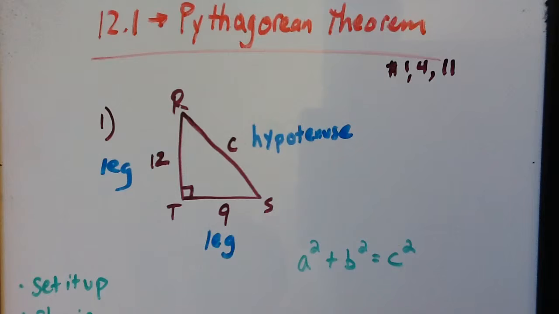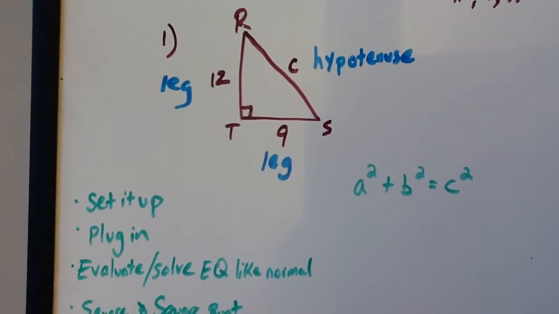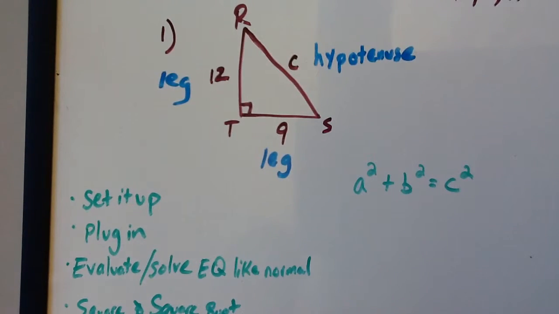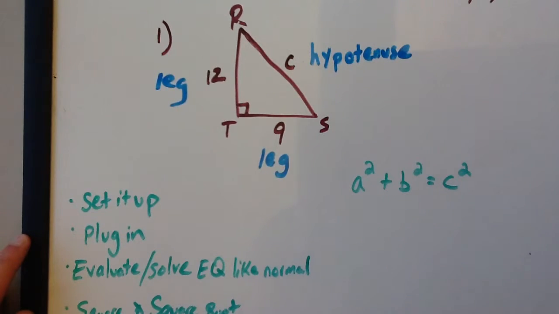And so in number 1 on the 12.1 form, again, you need to show all your work on lined paper, just like the directions tell you to do. And so the first thing I would do is set this up. So I'm looking here, I see I have a right triangle, so I know I can use a squared plus b squared equals c squared. So I would set it up by writing that equation, a squared plus b squared equals c squared. Then I would plug in the values that you know.